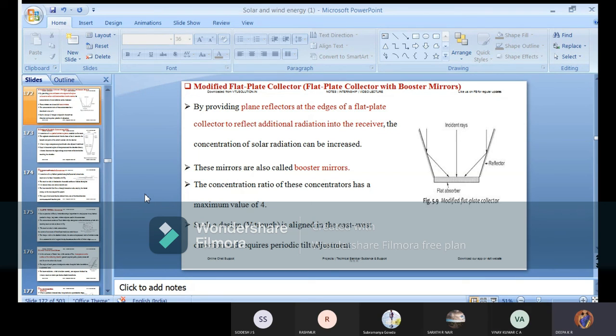But here, as the name specifies, see how the construction of the collectors looks. Based on that, try to elaborate how the construction has been done, from the first point, second point, third point.